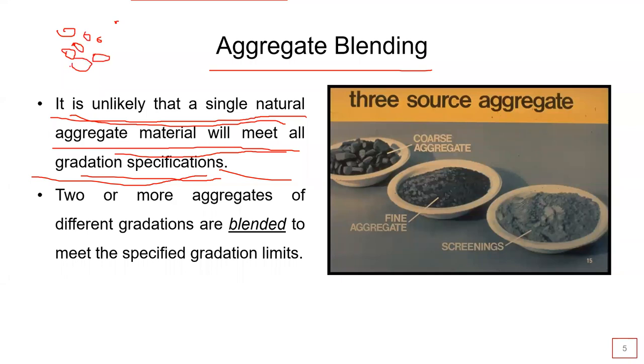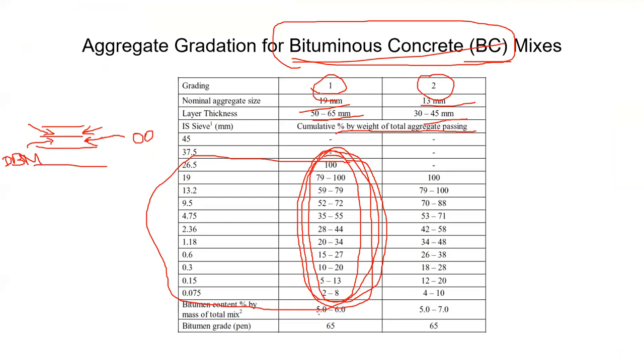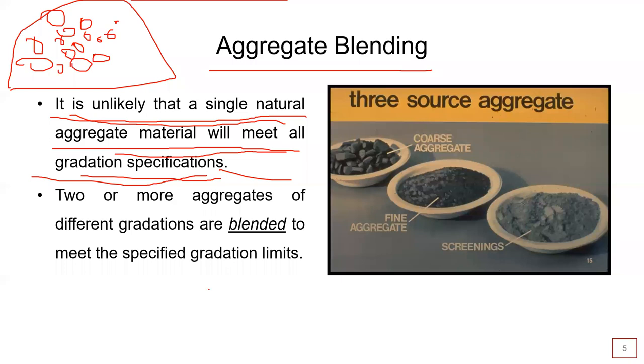Maximum aggregates, suppose there is a heap. Okay, there is a heap, and you will see that almost 80% of the aggregates in that heap will be of uniform sizes. Then how can you think that after doing sieve analysis you will get this kind of result for those aggregates? It's not possible, right? So that's why we will use two or more aggregates of different gradations, and they are blended. Blended means they are mixed to meet the specified gradation limits. So we will not use a single source.